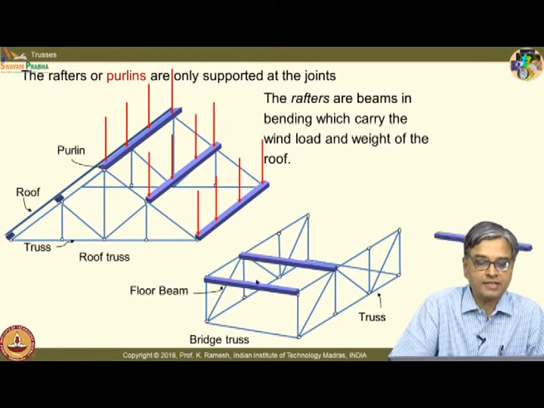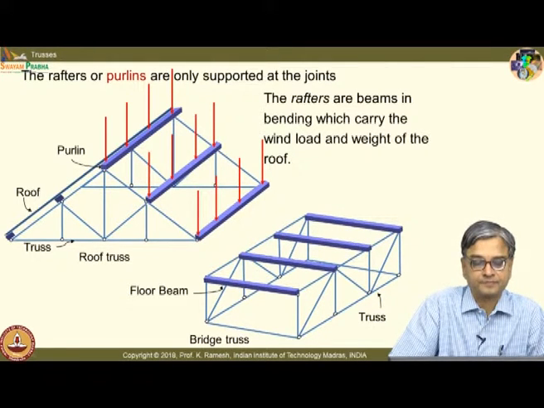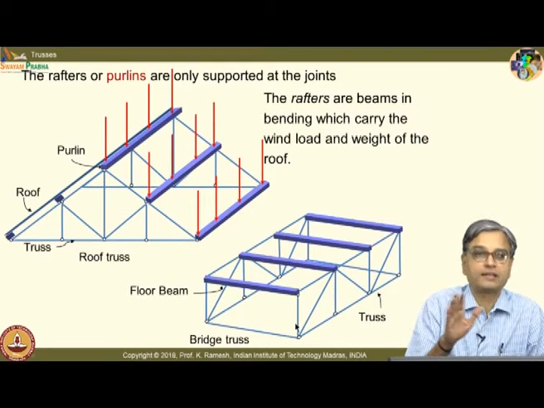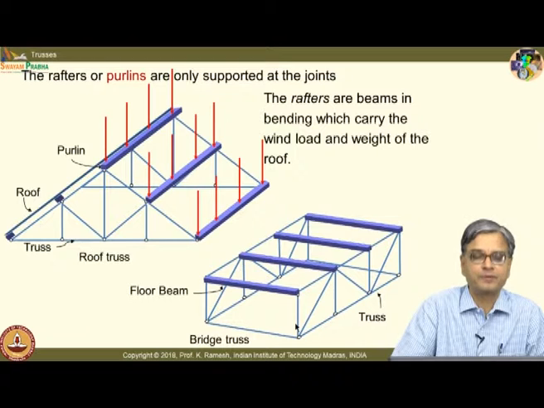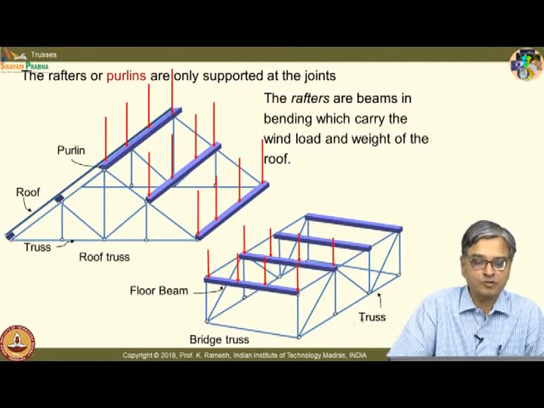And this shows a typical bridge truss. Here again, I have a truss and a combination of beams. They are called floor beams. They go together, and we would again revisit this from a different perspective later. You have loads acting on these floor beams, that is transmitted to the truss below.